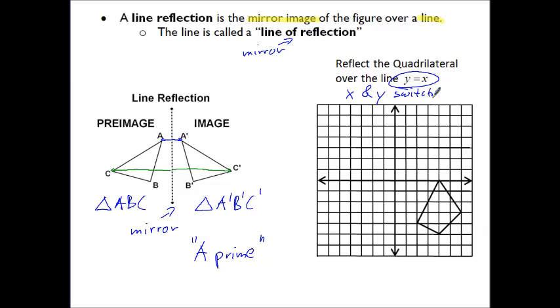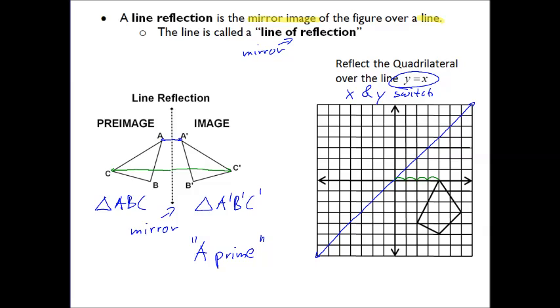The line y equals x is a very important line. Remember, it's our first diagonal here in the coordinate plane, and reflecting over a diagonal, we have to remember that x's and y's are going to switch places. And the best way to do that, in the example of this quadrilateral, is just count how far each point is away from the line of reflection in the x direction. Like this point is 1, 2, 3, 4 steps away.